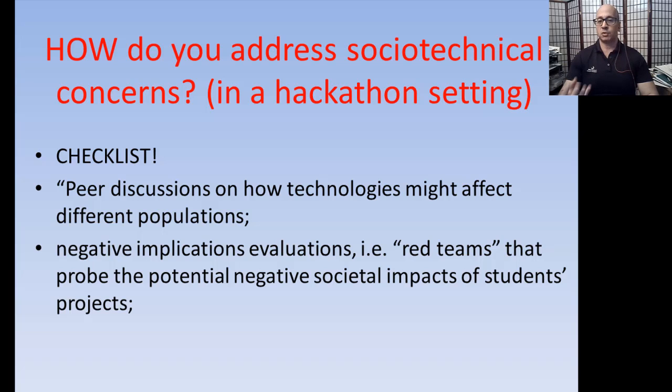Have a peer discussion in your group on how these technologies might affect different populations. Okay? Evaluate 2 or 3 of the big ones, 2 or 3 big risks as red teams, meaning you can put team members against each other to figure out how you can go around, pitch, and overcome those problems. And again, it doesn't have to be solved in your product, but it has to at least be addressed and considered. So checklists, peer discussion on how it affects populations, and then make it adversarial among your team members. One person does the pitch, one person does the response and looks for holes in it.